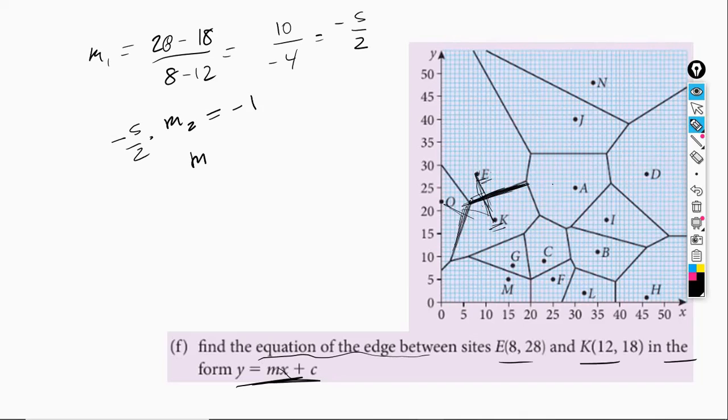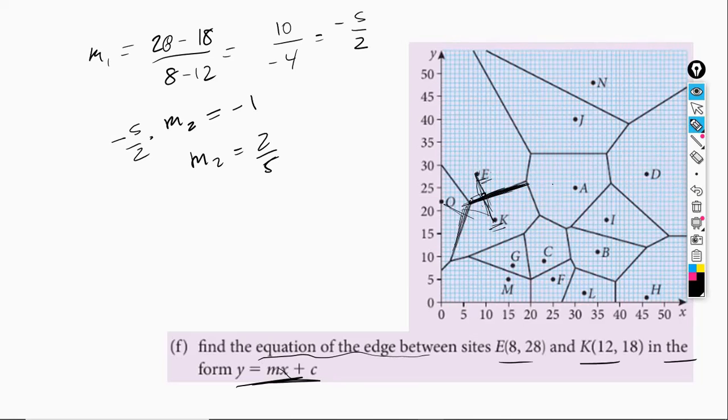So if you solve for M2, you're going to see that it is the opposite reciprocal, or the reciprocal with the opposite sign, and that's positive 2/5. So that's the slope. So once we have the slope, all we need to do really is plug in a point on the line. But what point is on the line? They don't give us any points that are on the line. I'm talking about the perpendicular bisector.